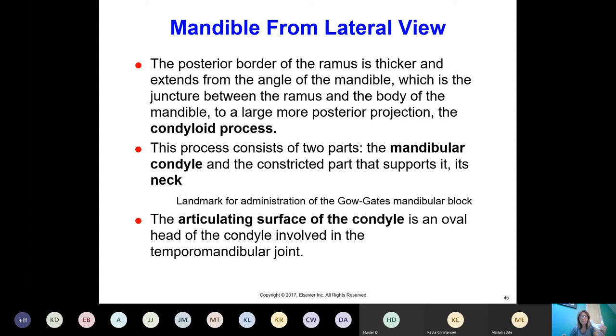It is the landmark for the administration of the Gow-Gates mandibular block. So when you put these back together like this, you can see how far back this joint is. The Gow-Gates block blocks the entire side of the mandible with one injection. We do not teach the Gow-Gates block here at Concord. We didn't learn it at UMKC. I have never done a Gow-Gates block in my life. So we always do the IA, or inferior alveolar, and a long buccal and a lingual. So it's three injections. The reason I think we don't do the Gow-Gates mandibular block is just because it's a little bit harder, from what people have said.